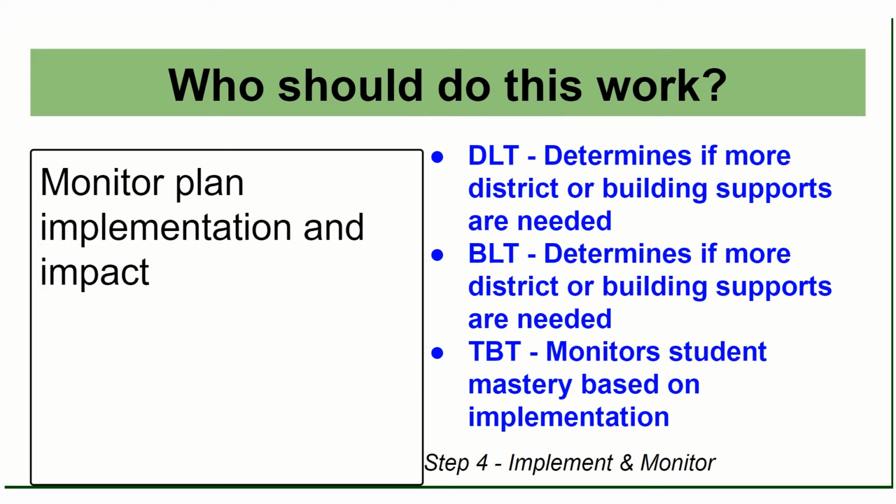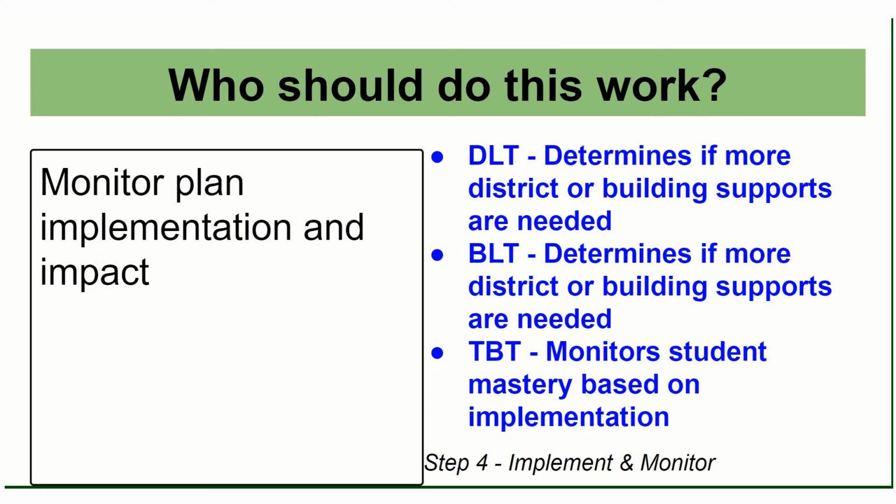Or the TBT's got it going on. Growth is like crazy. MAP scores are up finally. They share that with the BLT, and the BLT shares it to the DLT. What's going on in that TBT that can be replicated? We're monitoring implementation and impact. Implementing is also where you get into the adult implementation data.